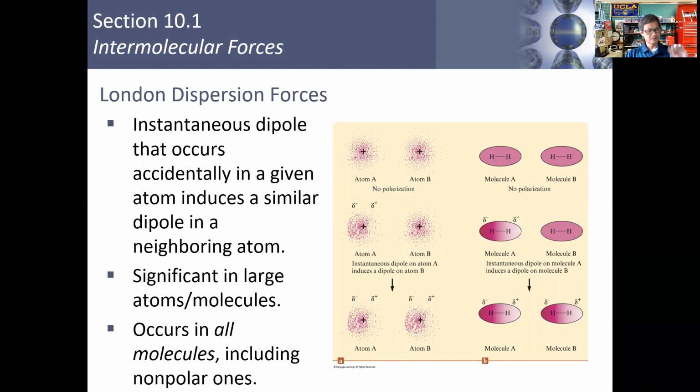The London dispersion forces are interactions that occur as a result of transient dipoles. The transient dipoles arise because electrons, remember, are in constant motion.